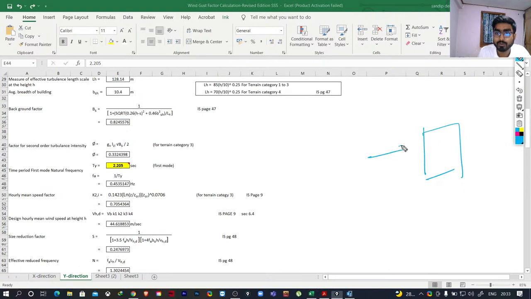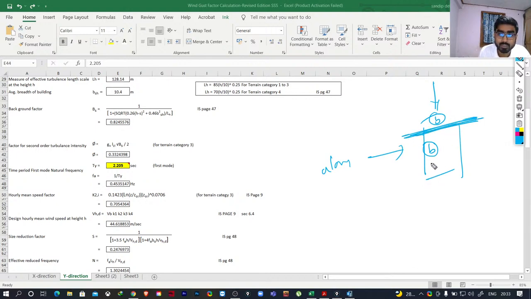Previously, if this is the along wind, if you are considering B as this one, now for across wind, B will be this one, right? Because this is the phase where this wind will be acting. It is not as earthquake force.